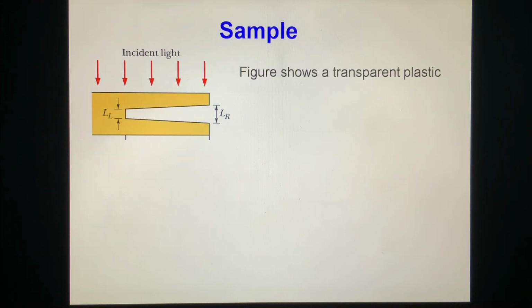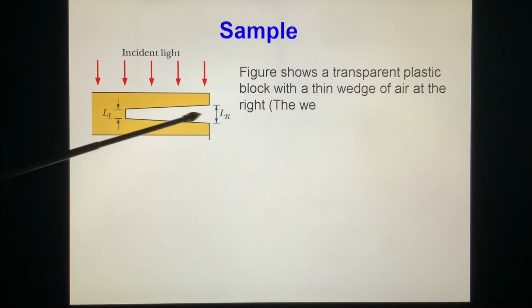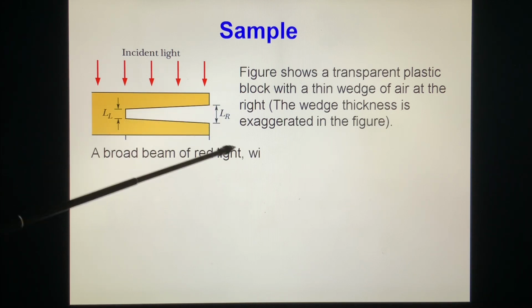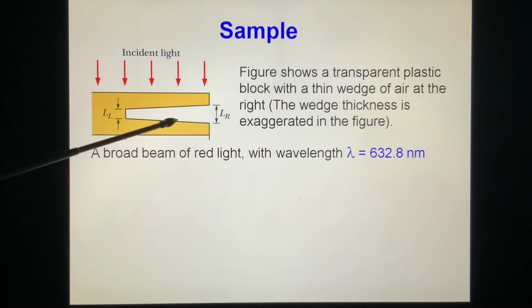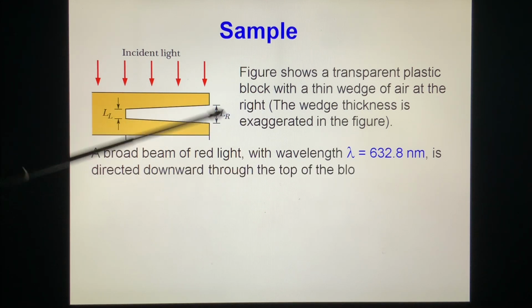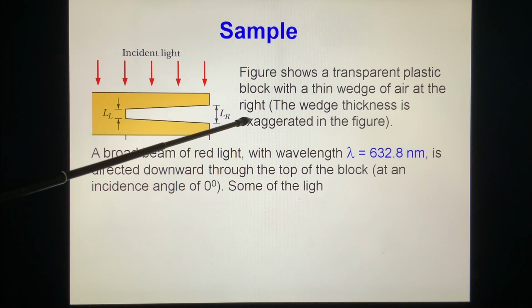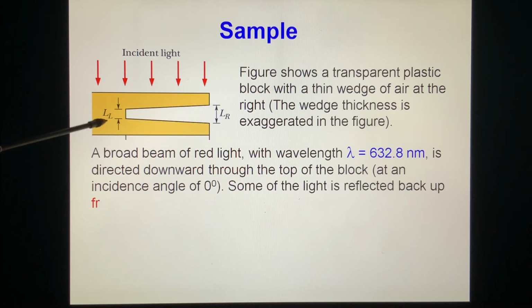The figure shows a transparent plastic block with a thin wedge of air. At the right, this is air. The wedge thickness is exaggerated in the figure; it is actually very thin. This is a wedge, so this is the separation of air on the right side, and this is the separation of air on the left side.